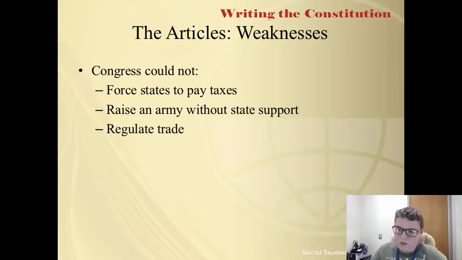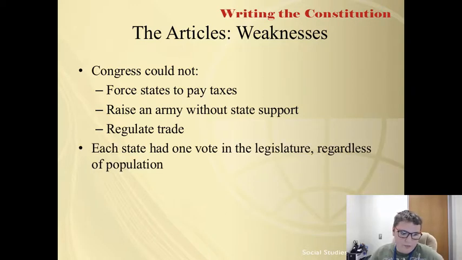Since much of the legislation coming before Congress required nine of 13 states or unanimous consent for passage, a few states could easily block actions supported by the majority, including amendments to the Articles.